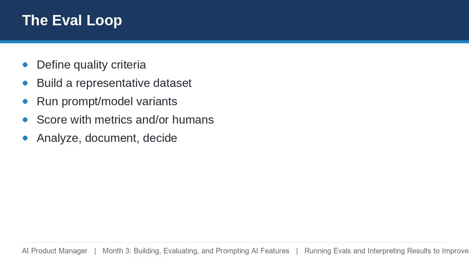Evaluation is a loop. First, define what quality means in measurable terms. Build a dataset of representative inputs with expected outputs or rubrics. Run each variant against the same data, score the results, then analyze failures, document findings, and make a decision. Then you iterate.